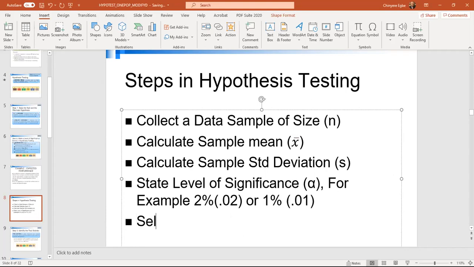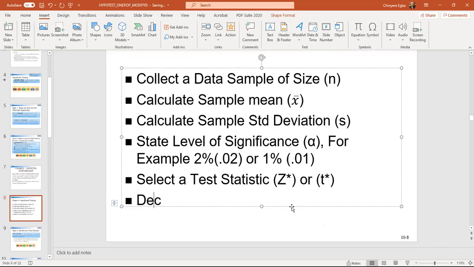And then select the test statistic, which we'll call Z star or T star. All right. So these are the steps. Then you state the decision rule.